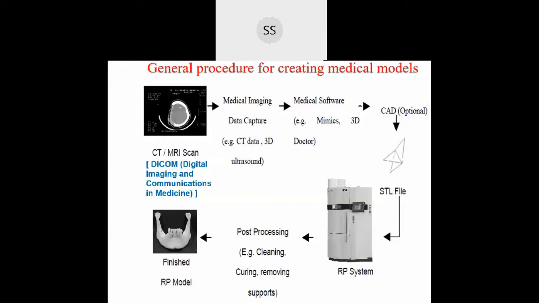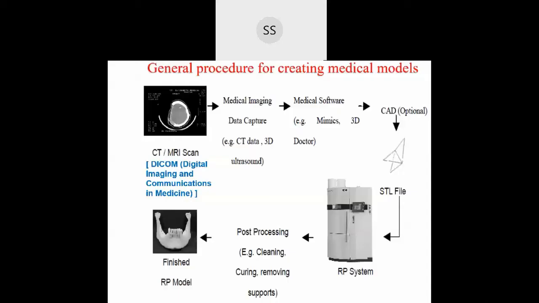You use a dedicated software like Mimics, then from the CAD model you convert into an STL file. Using an RP technology, rapid prototyping, which is now known as 3D printing, you produce the final product and do post processing, that is cleaning, curing, or removing supports. Then you get the final model. This is the general procedure for creating medical models.